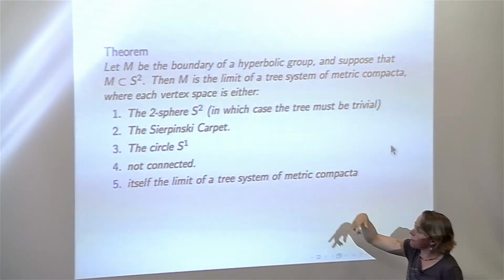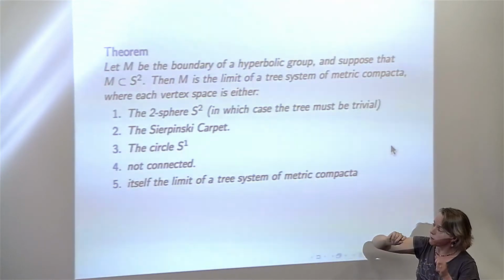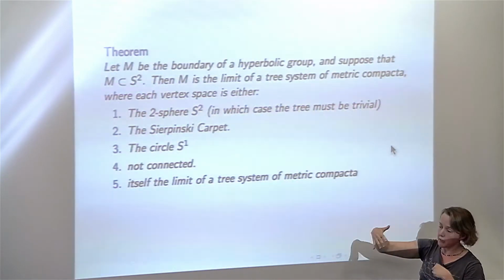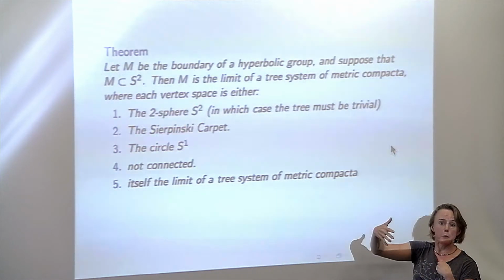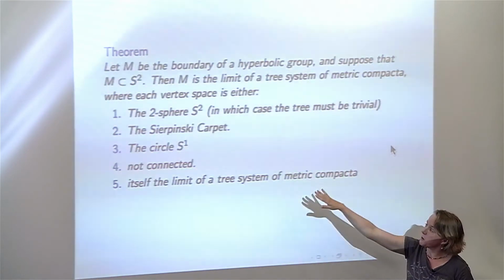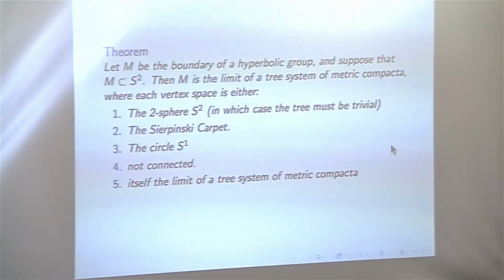But in the other case, we're going to have Bowditch's result. If we have a local cut point, this is going to give us a splitting of the group, and we'll be able to start to build our tree system of metric compacta. And all the pieces will look like these pieces here. So it's complicated, but it's not undoable to understand all of them. And I will stop now, no matter what time it is.